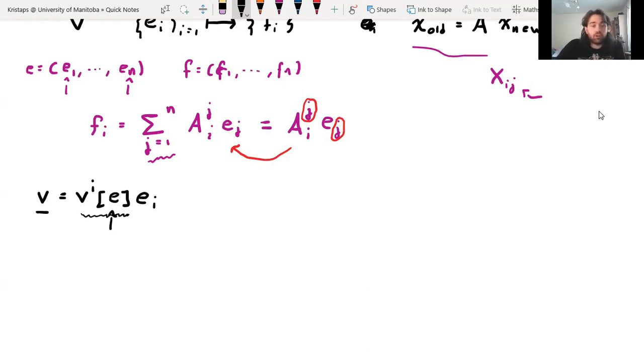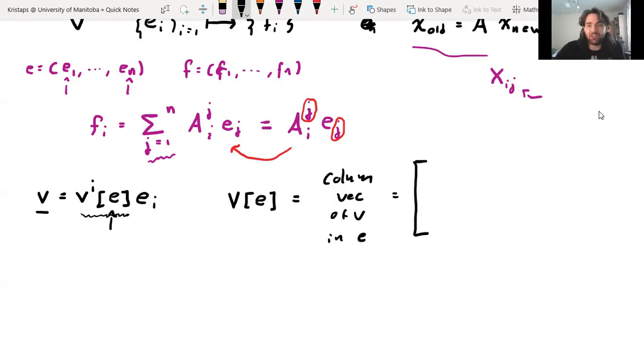So writing this out in our Einstein notation convention, if I simply write V, so now I'm talking about the total vector, square brackets E, what this is going to be is the column vector of V in the basis E, right? So as a matrix, now this really is a vector. It's populated by scalar entries. As a vector, this is going to be V^1_E in the first entry, down to V^n_E.